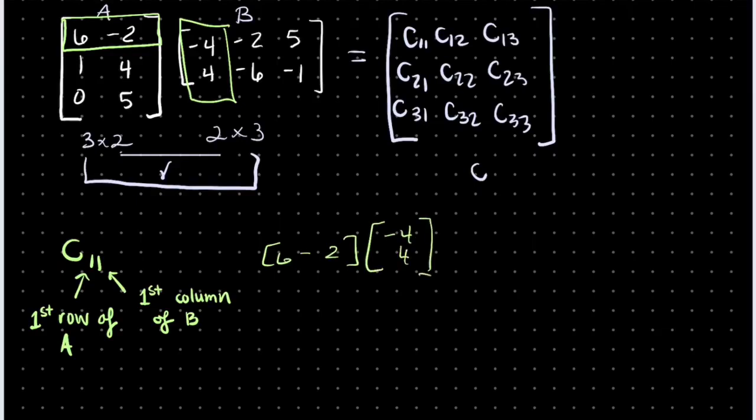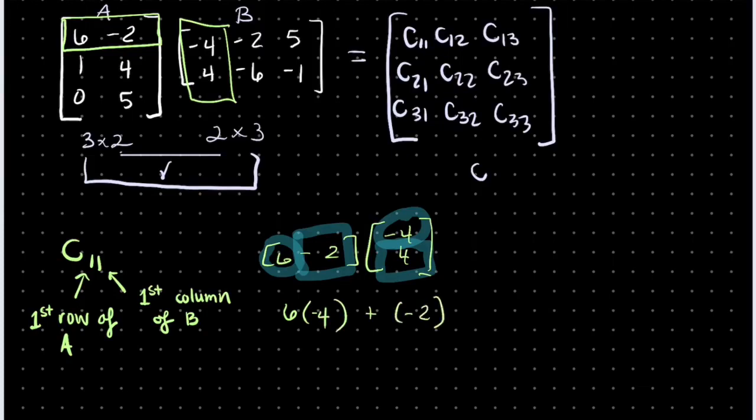And when it says multiply corresponding entries, what it means is we're going to multiply the first of the row by the first of the column, and we're going to multiply the second of the row by the second in the column. So it's going to be the first of the row we're looking at times the first of the column we're looking at, plus the second of the row times the second of the column. And that's going to be -24 plus -8. That's going to be -32.